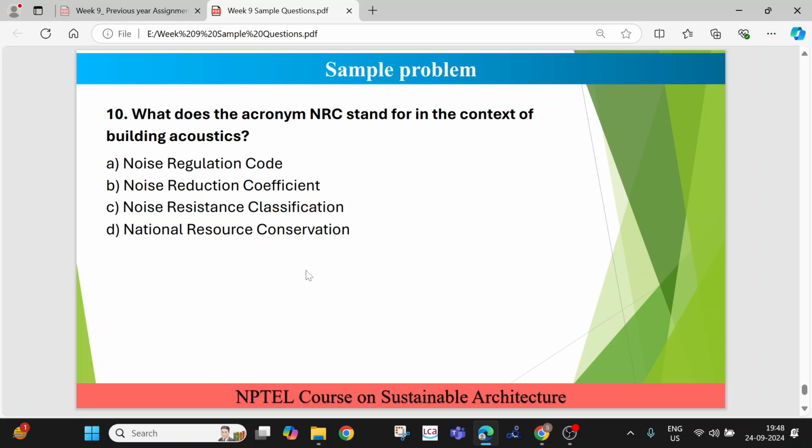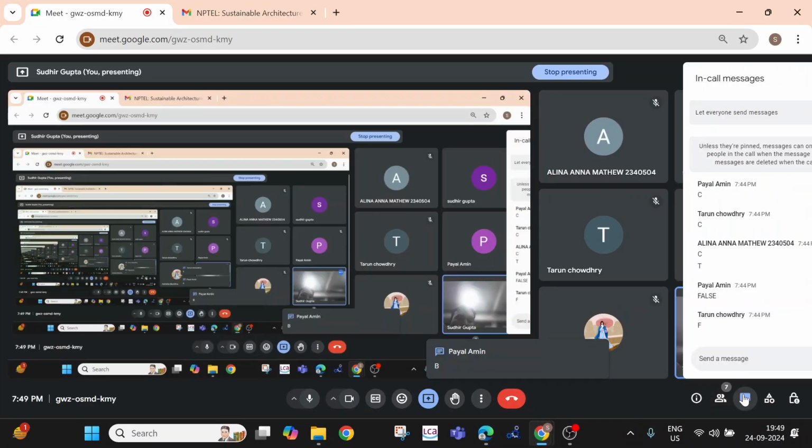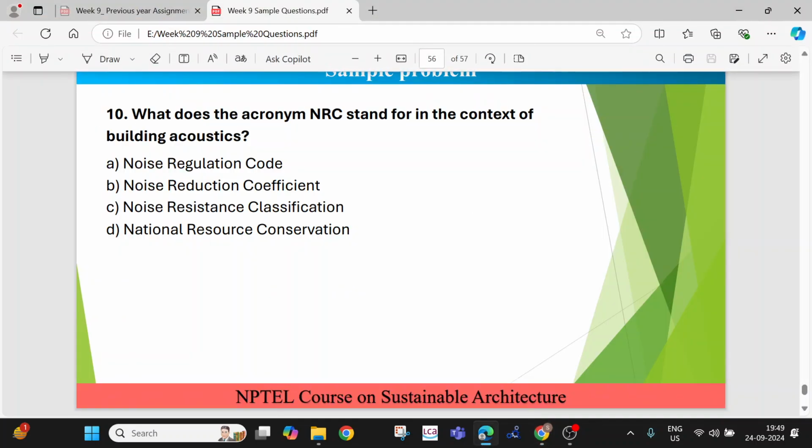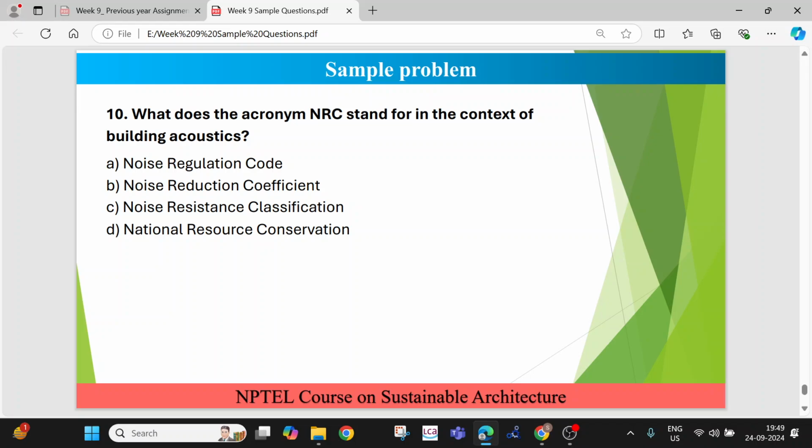I hope you will be able to answer this question correctly and you have heard this term. So everybody is opting for option B, noise reduction coefficient, and option B is the right answer. Can anybody tell me what the range of NRC is? What values or what is the range of the noise reduction coefficient? Anybody can speak.